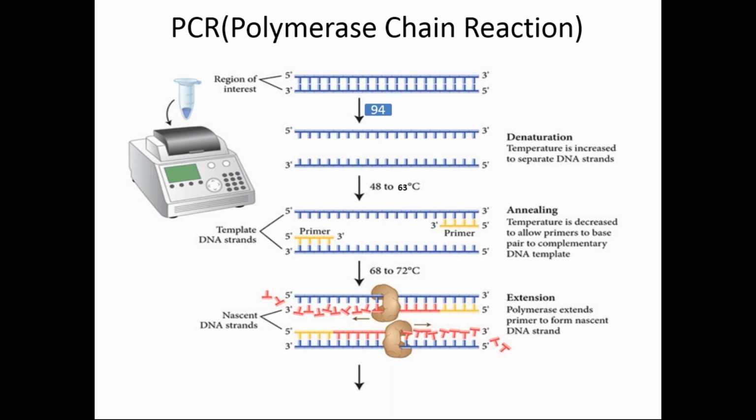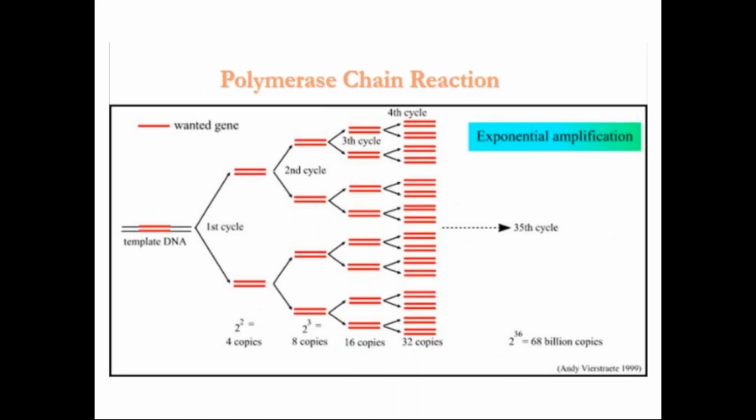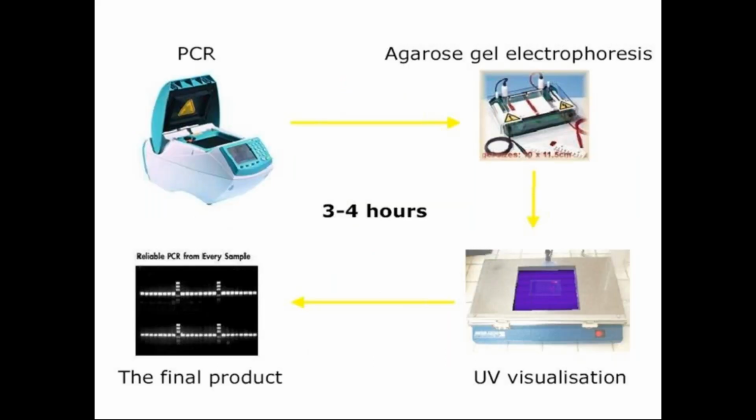So this PCR machine is not only used for the production of n number of copies of our target DNA, but we also utilize it for the amplification of a specific region of the genomic DNA in which we are interested. We utilize this PCR machine in forensic investigation to amplify the variable region of human genomic DNA. This is the exponential amplification. After 35 cycles, we get 68 billion copies of our template DNA. And these are the steps involved in the PCR reaction.